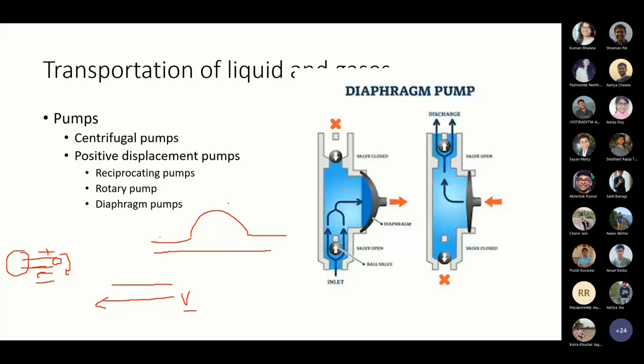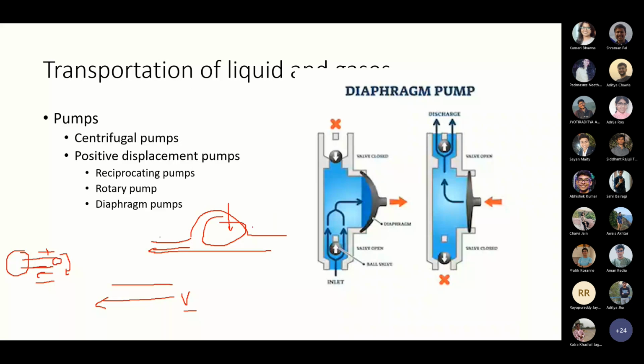When you push the diaphragm, what will happen? Whatever fluid is present in this zone will be pushed this side, right? We are just pushing the whole thing like a bubble. When you push this diaphragm, a plastic, soft, rubbery material, down, whatever fluid is present will go away.